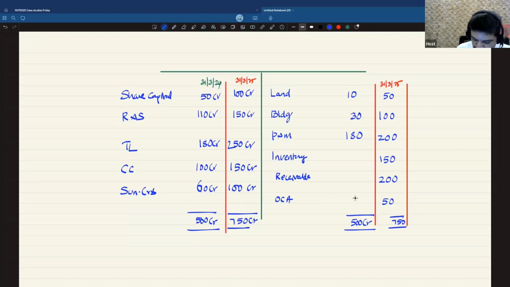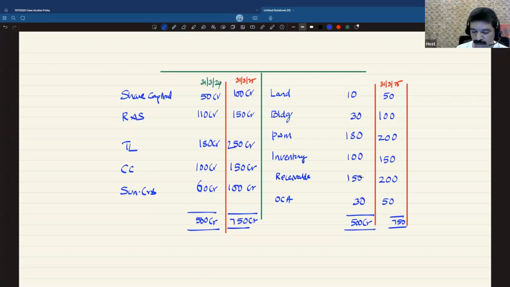So let's say other current asset is around 30 crore. So 280 minus 30, you get 250 crore. And that 250 crore, we'll put it like this: 100 crore, 150 crore. Let me just check the arithmetical part. It is 10 crore of land plus 30 crore of building plus 180 crore of plant and machinery plus 100 crore of inventory plus 150 crore of receivable and 30 crore of other current asset.